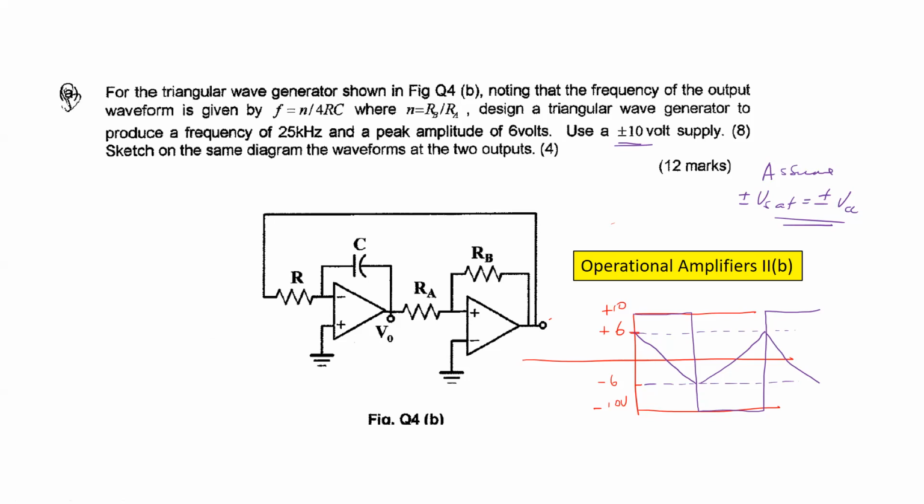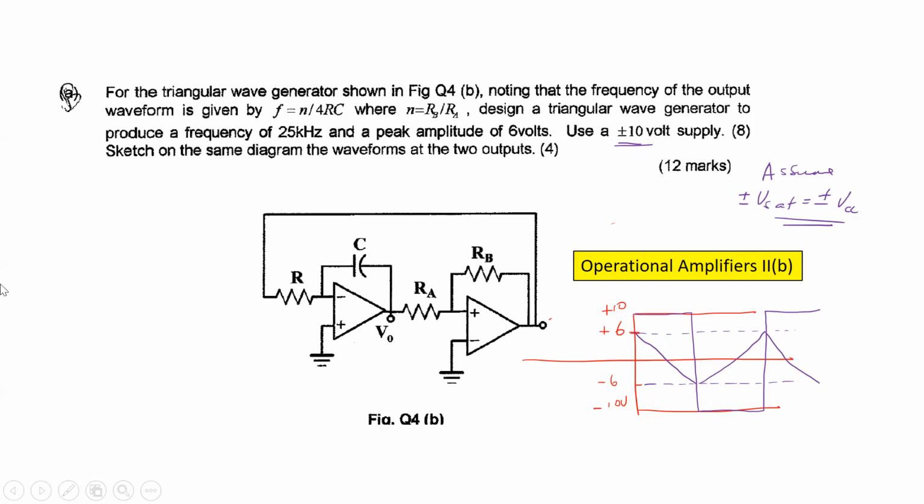Hi, sir. Is that figure the design for the triangular waveform generator? This one? Yeah. No, I don't understand the question. Okay, so it says use a 10 volt supply. Design a triangular wave generator to produce a frequency of 25 kilohertz and a peak amplitude of 6 volts. Nice, yeah. This is the triangular wave generator shown in figure Q4b.